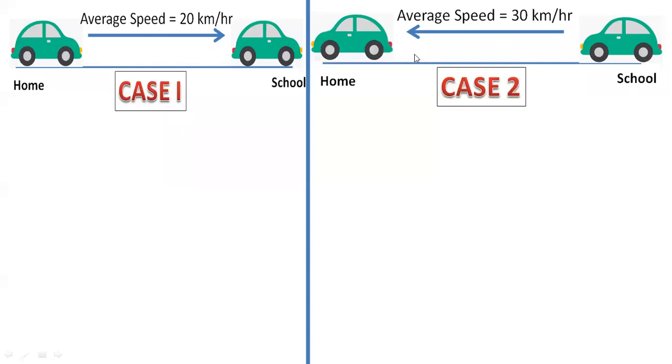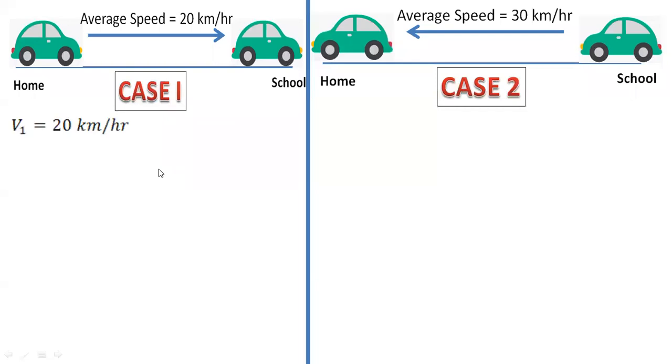So I have distance. To calculate average speed, I require total distance and total time. Total distance I can get. Going it is D and coming back it is D, so total distance will become D plus D, right? 2D. But what about time? So we will calculate time first and then substitute in the main formula. Let us calculate time for both the cases, case 1 and case 2.